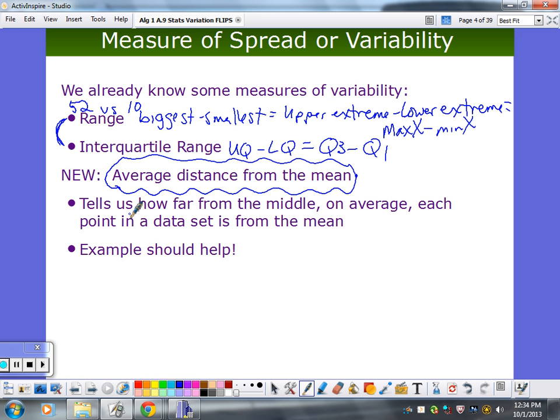So we're going to do an example here, because I think these words don't help us much. They tell us how far from the middle, on average, each point of the data set is from the mean. Does that mean anything to anybody? No? Let's look at an example.